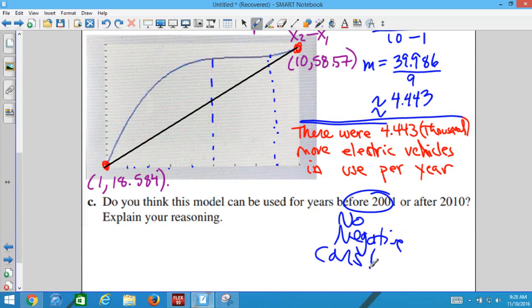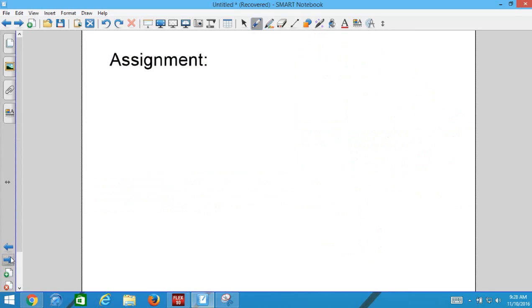So no. How about after 2010? Possibly, maybe. You think it's going to keep increasing? Yeah, but not as steep as that. Well, is there a push in our country to get rid of gas? Yeah. And to do that, we're going to have a lot more electric vehicles. So maybe. Of course, it's a prediction. It's not what's really happening. So we're not sure. All right, that's it.